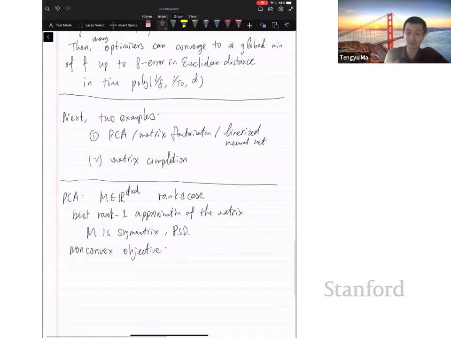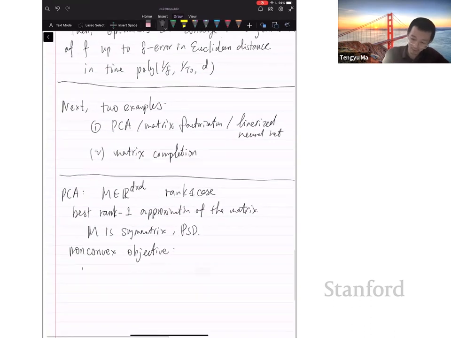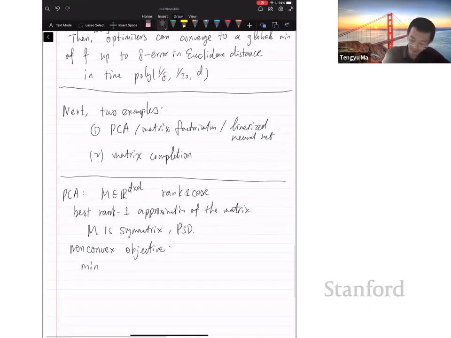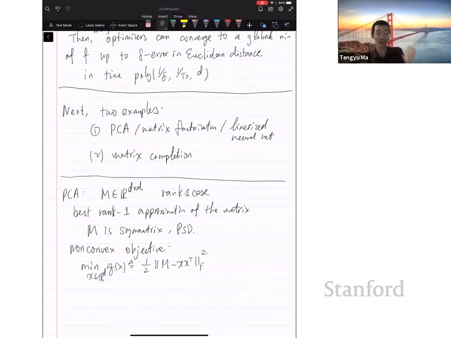Function, right? Interpreting this in the most straightforward way, you say, I'm just literally finding the best rank 1 approximation. I know the best rank 1 approximation should be symmetric. So let's find a vector x such that M minus XX transpose in Frobenius norm is the smallest, right? So you are approximating the matrix M with the matrix XX transpose. XX transpose is the rank 1 approximation, and you measure the error by Frobenius norm.